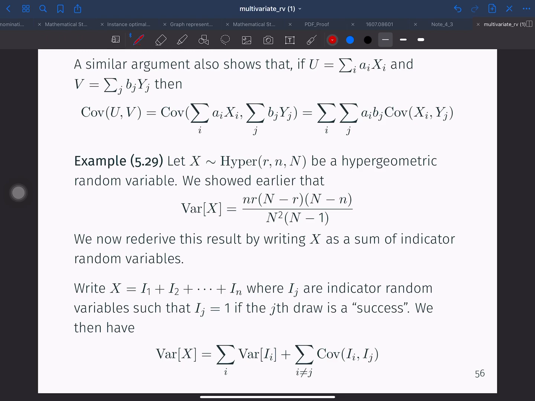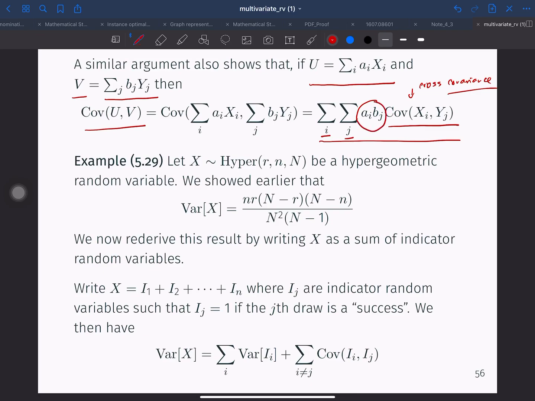Similar arguments also show that instead of the variance, if you have U, which is a linear combination of some random variables Xi, and V, which is a linear combination of some other random variables Yj, then the covariance between U and V once again has a simple form: the summation over i and the summation over j of the covariance between Xi and Yj, the cross covariance, weighted by the weight ai times bj.